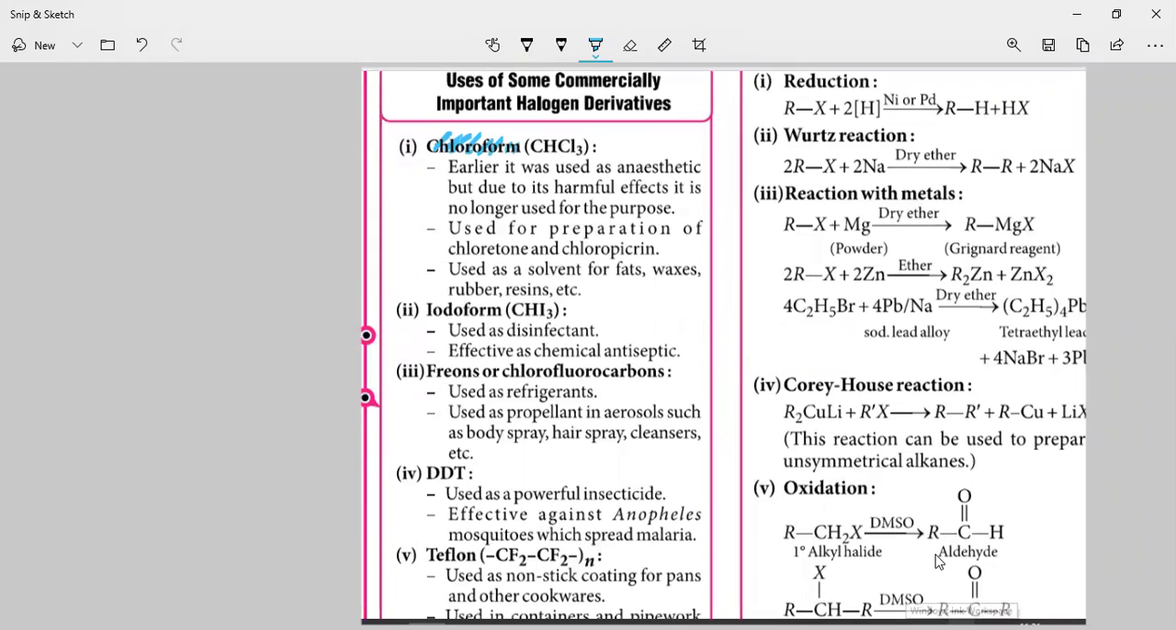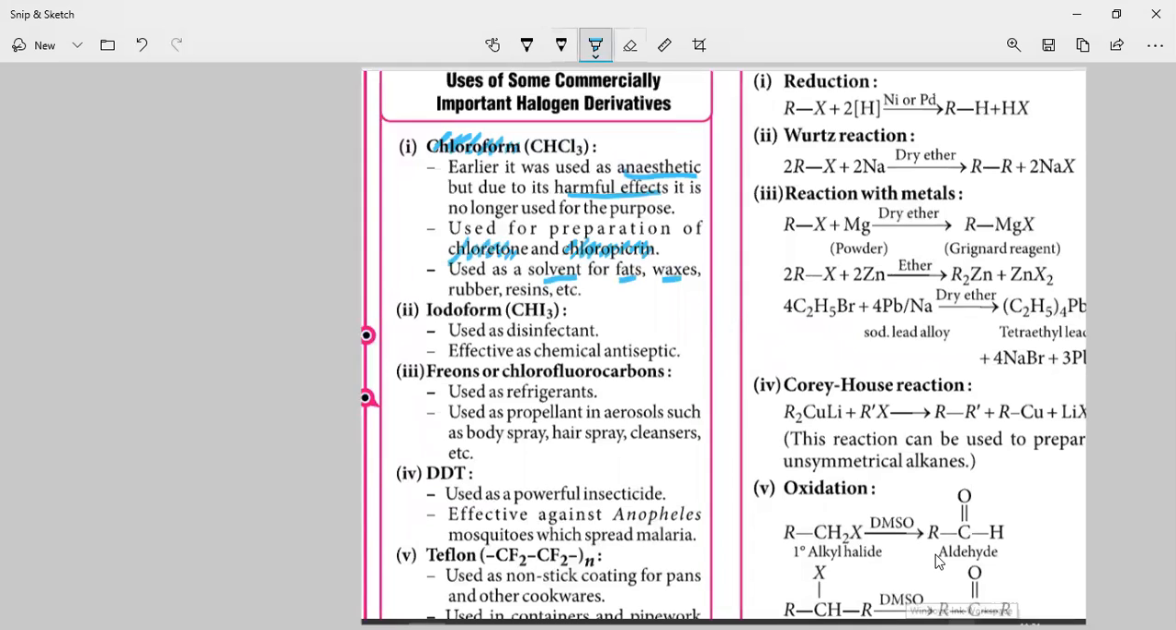That is CHCl3, chloroform. It is used as an anesthetic, although due to its harmful effects its use is limited. It is used for the preparation of the compounds chloretone and chloropicrin. Chloropicrin has the formula CCl3NO2. Next, chloroform is used as a solvent for fats and waxes.